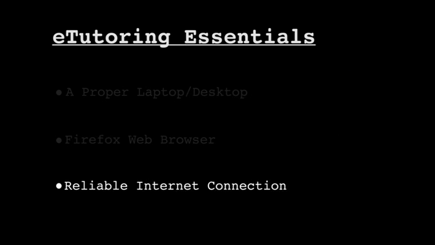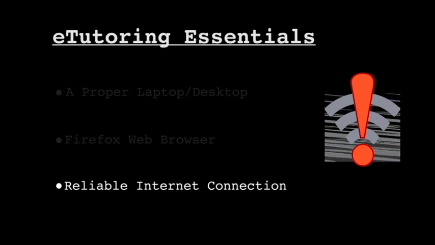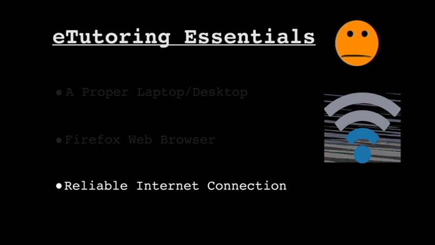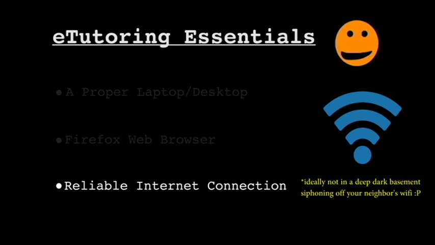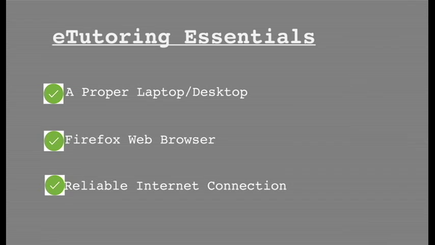Finally, you'll want to have a really reliable internet connection. This may seem like a no-brainer, but the e-tutoring platform is notoriously fussy about the quality of the internet connection. Even if you already have Firefox, if your connection times out for even a second, you'll be likely to get booted out of the eChat room and get this screen, meaning you have to log in again. So find somewhere with a strong internet signal, ideally not in the basement. Having attained these three things, we're ready to log into e-tutoring.